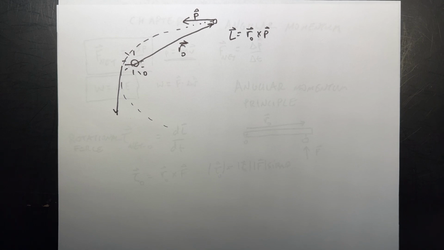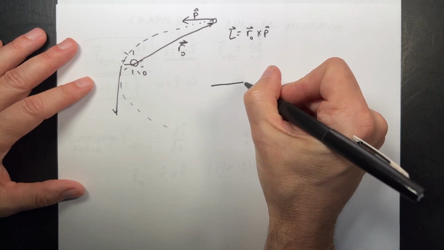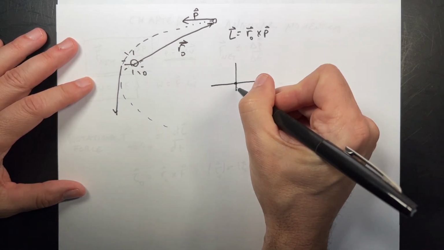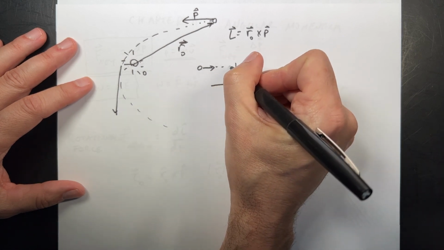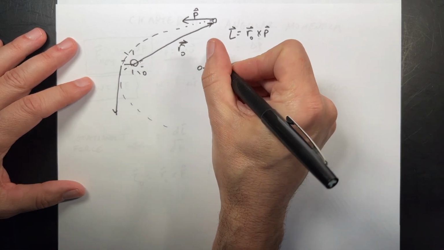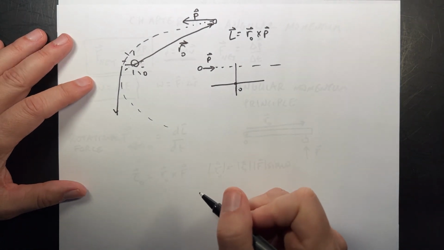It doesn't even have to move in a circle. It can still have angular momentum. Here's a great example. Suppose I have a point O right here at the origin, and I have an object moving at a constant velocity, so it has a constant momentum. It still has angular momentum.